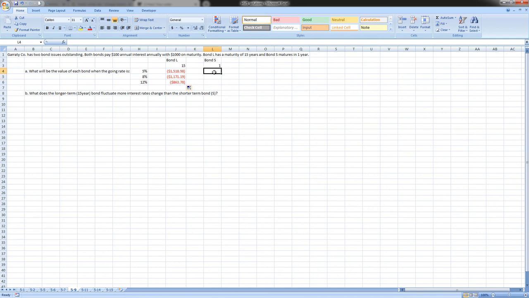When the maturity is shorter, let's see what happens. So we'll go use our PV function again. There's our rate. Our number of payments is 1. The payment again is 100. The future value is 1,000. And payments received at the end.